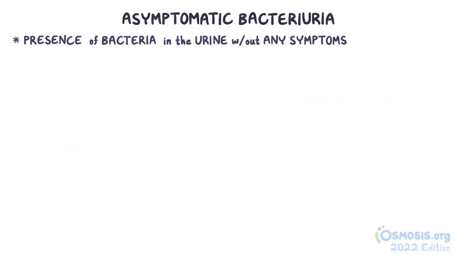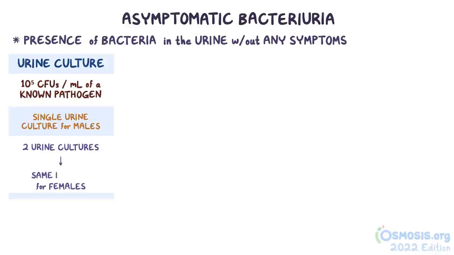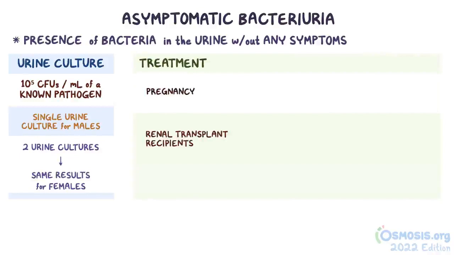Now, there's also asymptomatic bacteriuria, which is the presence of bacteria in the urine without any symptoms. This is usually discovered incidentally, during a routine urine culture or in pregnant women that are screened for bacteriuria. Urine culture shows at least 10 to the 5th power colony-forming units, or CFUs, per milliliter of a known pathogen, like E. coli. A single urine culture is sufficient for males, whereas for females, 2 urine cultures showing the same results are needed. Now, asymptomatic bacteriuria is only treated in certain situations like pregnancy, renal transplant recipients, and individuals who are about to have a urologic intervention, like transurethral resection of the prostate.